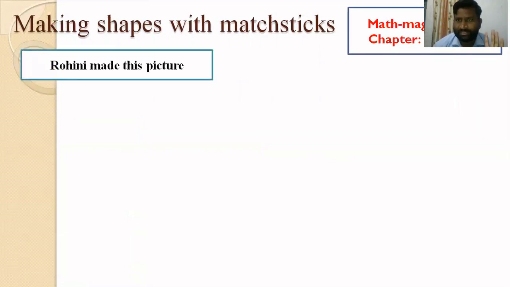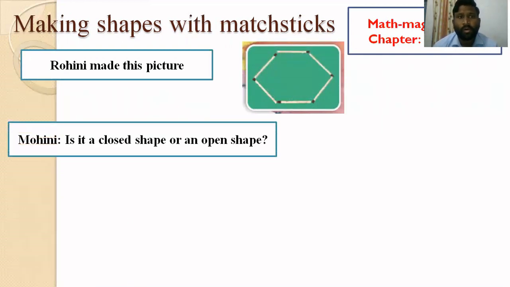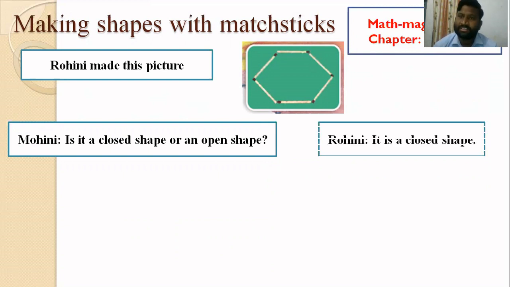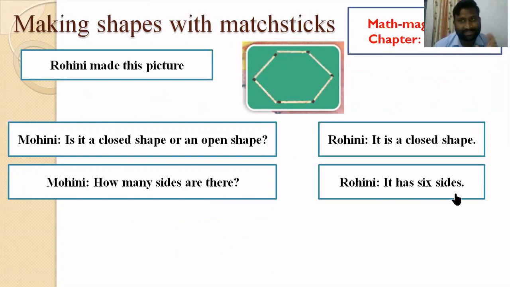Rohini made this picture. Which picture? This picture. Rohini made it fast. Now, Mohini. They can ask questions. So, Mohini, is it a closed shape or an open shape? Rohini says it is a closed shape because it is closed from all sides. Mohini, how many sides are there? You can see this is a hexagon, 6 sides. Rohini says it has 6 sides. Okay.